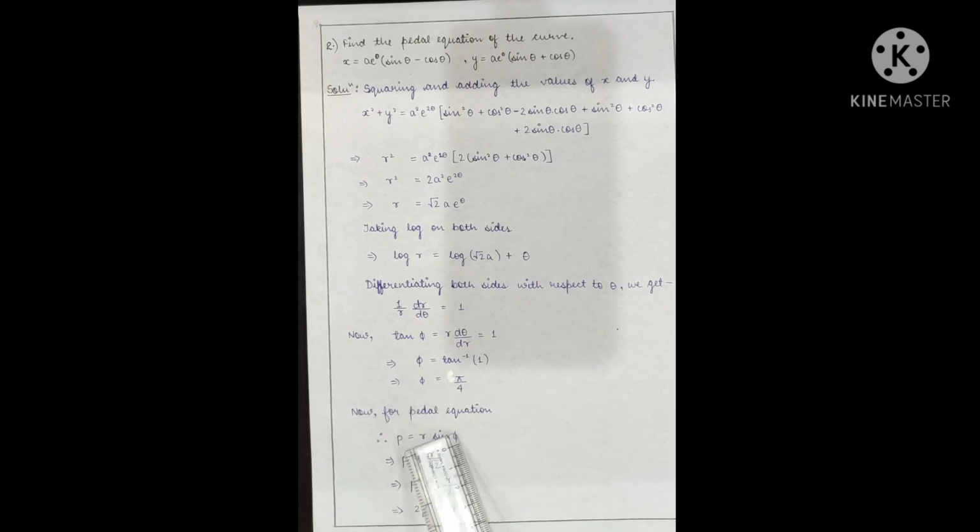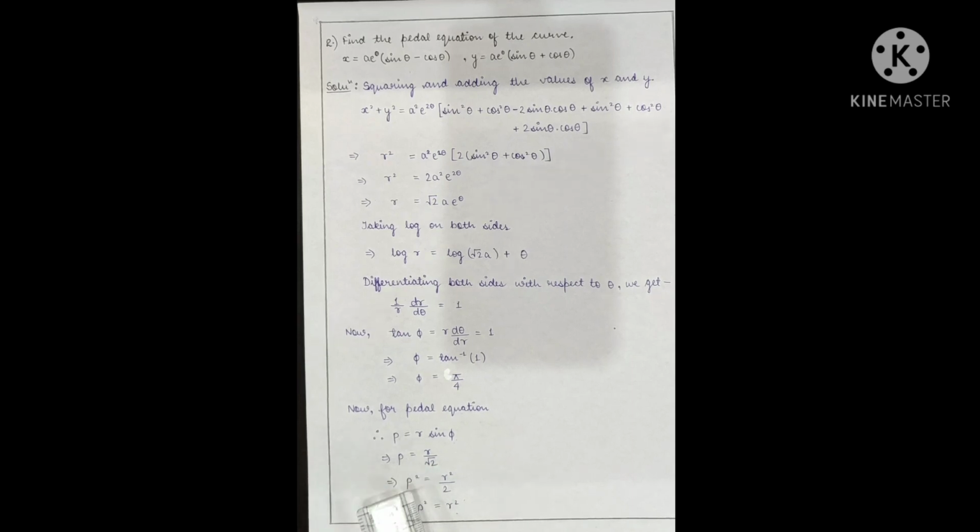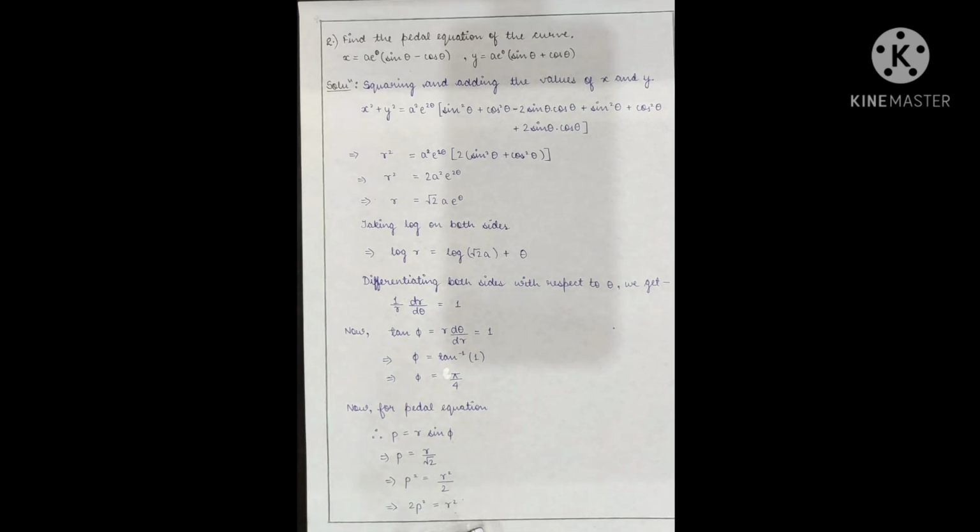Now we have to calculate the pedal equation of the curve. For calculating the pedal equation of the curve, we will use this relation, p is equal to r sin phi. So sin phi, meaning sin pi by 4, is 1 upon root 2. We'll put this value here. So p will be r upon root 2. Then we'll square on both sides. We'll get p square is equal to r square upon 2. Then the final pedal equation will be 2p square is equal to r square.